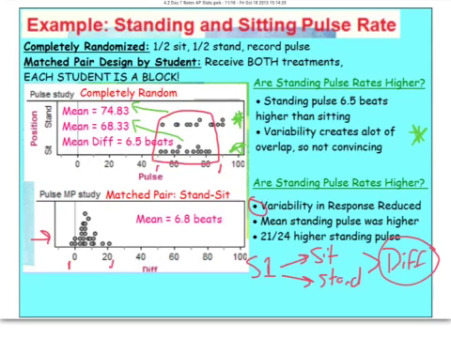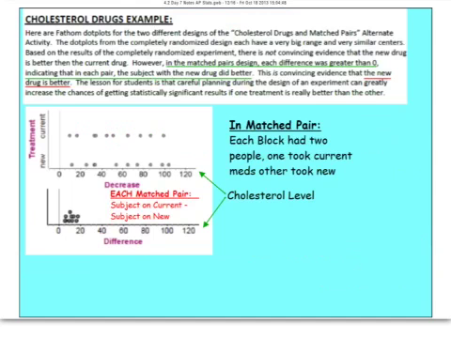The mean standing pulse rate was higher. In this case, it was 6.8 beats higher when we did a matched pair on this. And if you look at the count on that, 21 out of 24 had a higher standing pulse rate. So it's just a lot easier to show the results doing the matched pairs and making a good conclusion. Now that last matched pairs was using one person as a block and doing two treatments to that person.